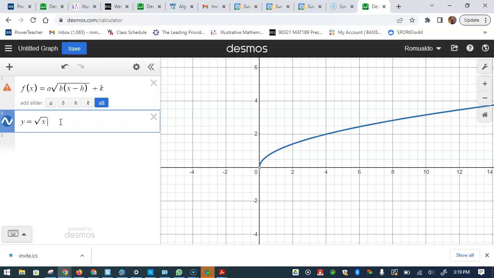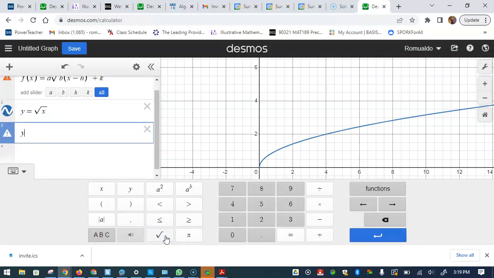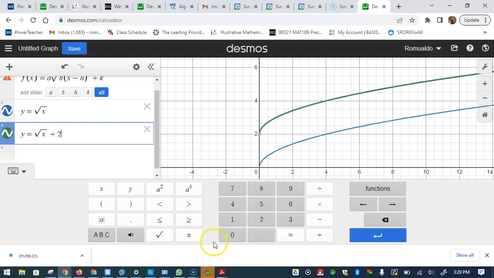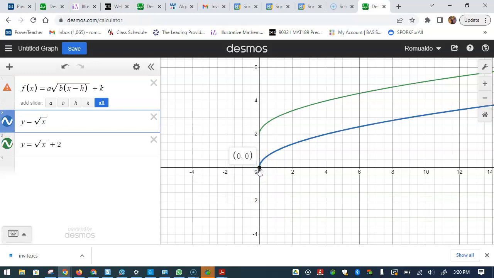Now what is the vertical shift? If I put a plus 2, okay, this is the original. The next one I'm going to do is the square root of x, and then outside plus 2. Then you can clearly see the graph shift. So this is the main starting point. It shifts two places up because of that plus 2.